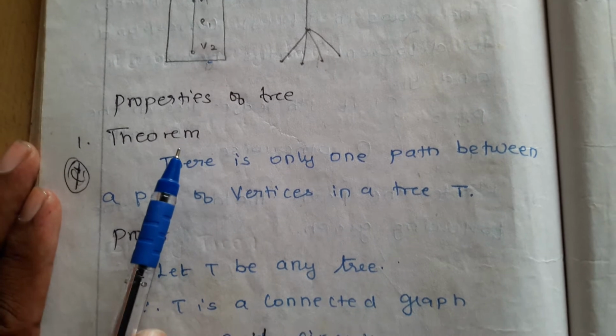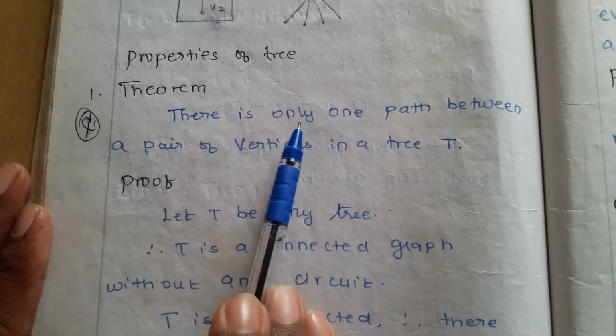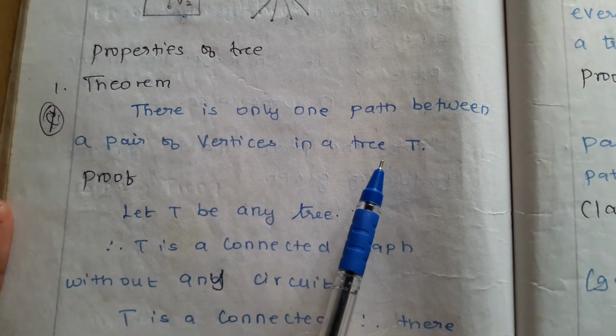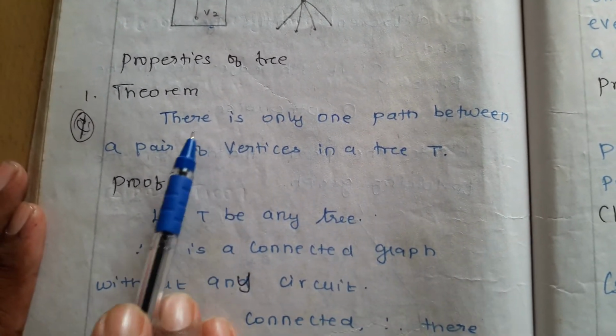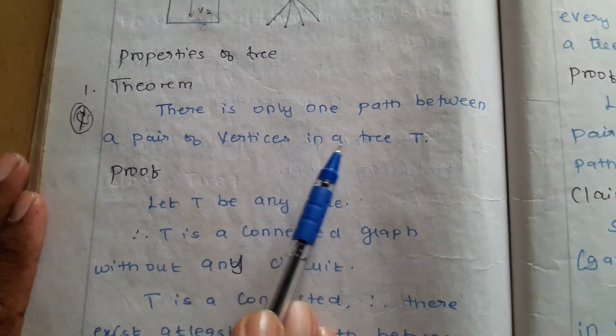Now we're going to discuss the properties of a tree using some theorems. There is only one path between every pair of vertices in a tree. So, suppose only one path is possible between a pair of vertices, then it is a tree.